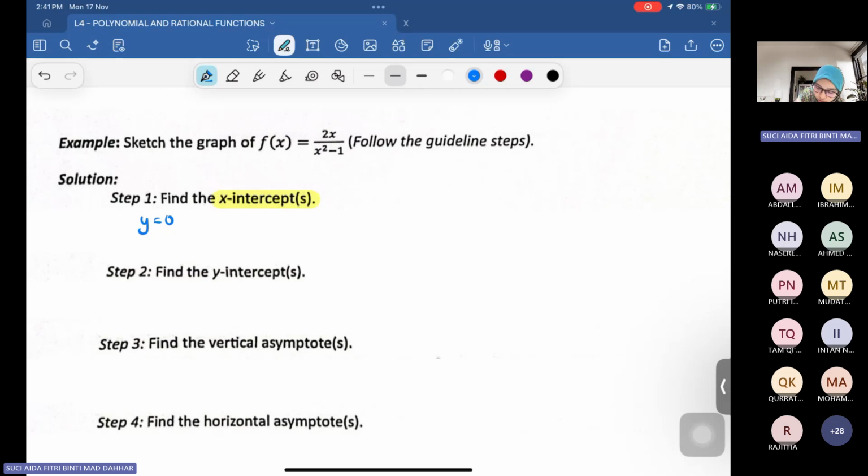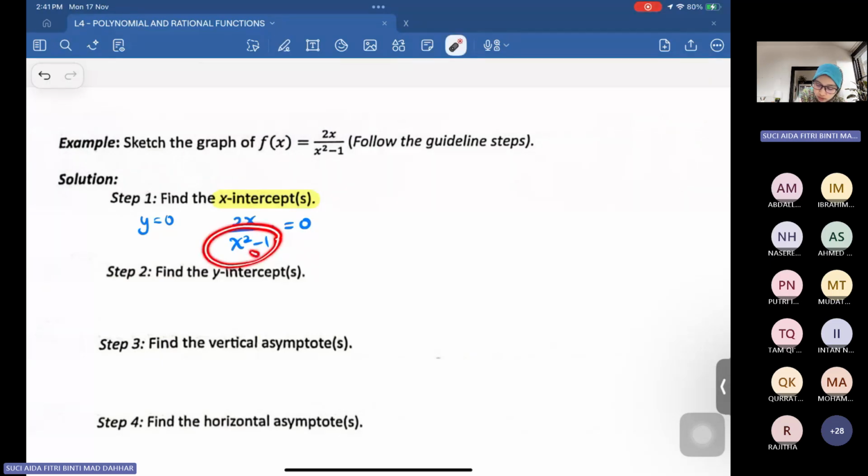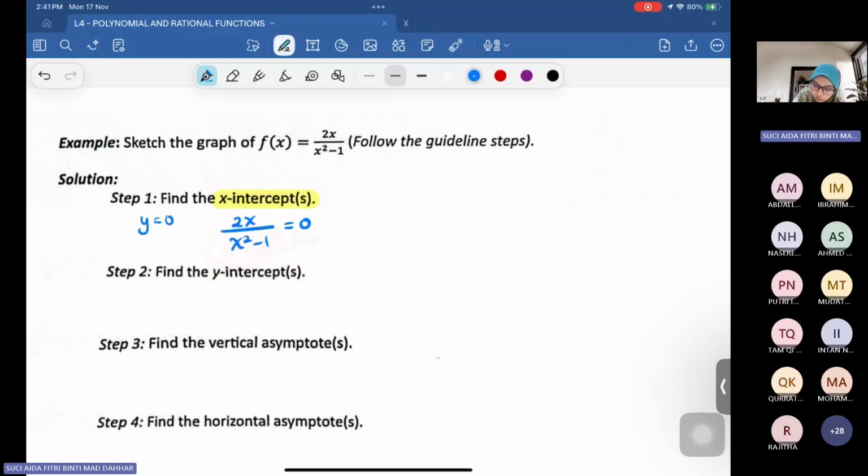So if you take your function f(x), 2x over x squared minus 1 equals to 0, I can bring the denominator to the other side. That becomes 0 as well, right? So that's gone. No more denominator. That leaves you with only 2x equals to 0. So solving for x, your x must be equal to 0, because 2 times 0 is 0. So you have your x-intercept, whereas the coordinate is (0, 0).